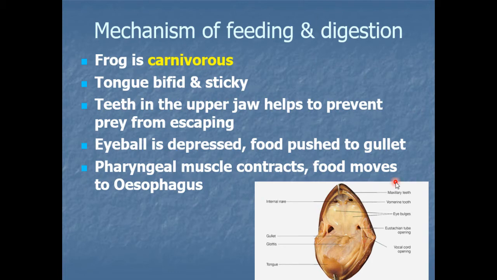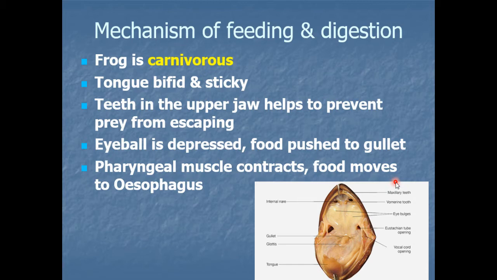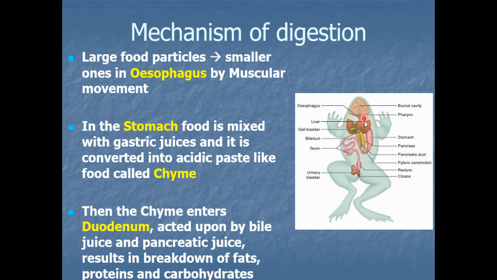Along with that, it has the vomerine teeth. We have seen vomerine teeth earlier. That helps in the prevention of the escape of the prey. Which is also helped by the eyeball, which pushes towards the floor of the mouth. Thus the prey is trapped inside the mouth. Now the pharyngeal muscles contract and the food is pushed into the esophagus. So now the food reached the esophagus. One thing to be noted is that frog won't chew its prey. So it is swallowed as such into the esophagus.